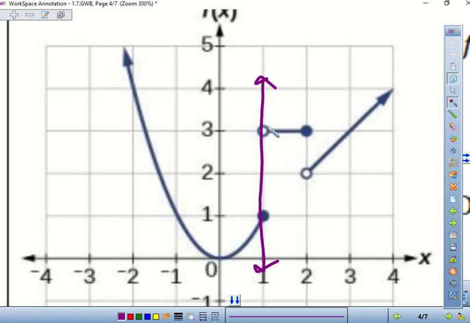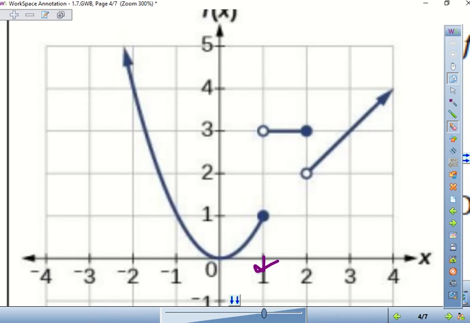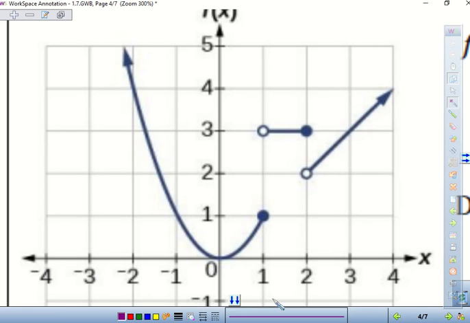Good. Think of it this way. The vertical line's going right through that open circle. It's not actually touching it. So this still passes the vertical line test. If this had been a filled in circle, then you would be right. It wouldn't. But since it's open, it's still a function. Okay, does that make sense to everyone? I just want to make sure you're aware of that.